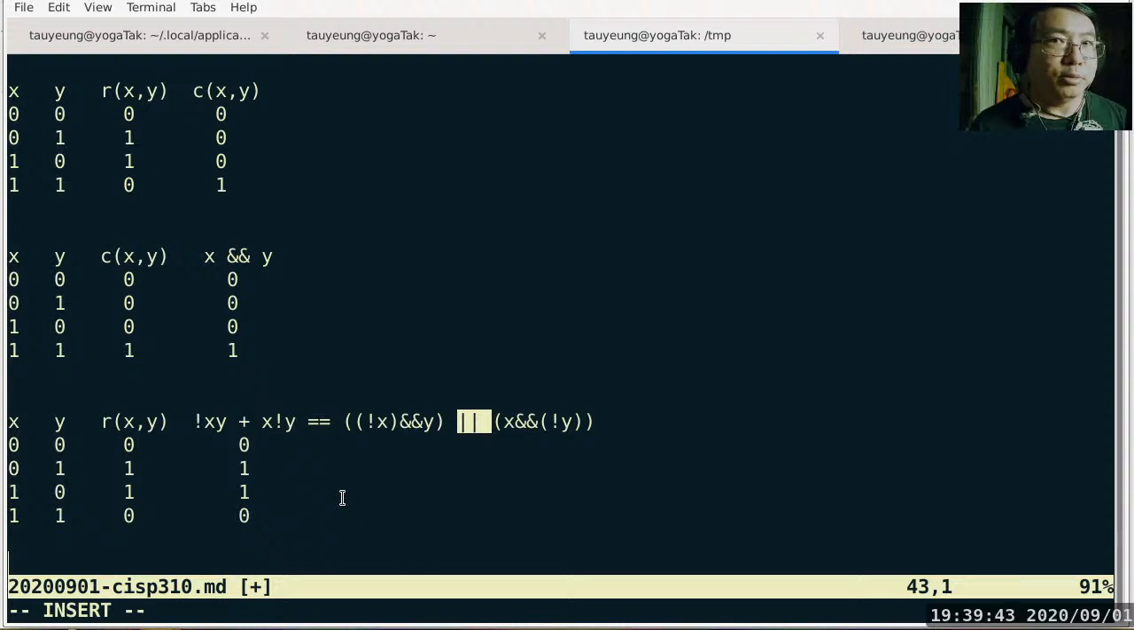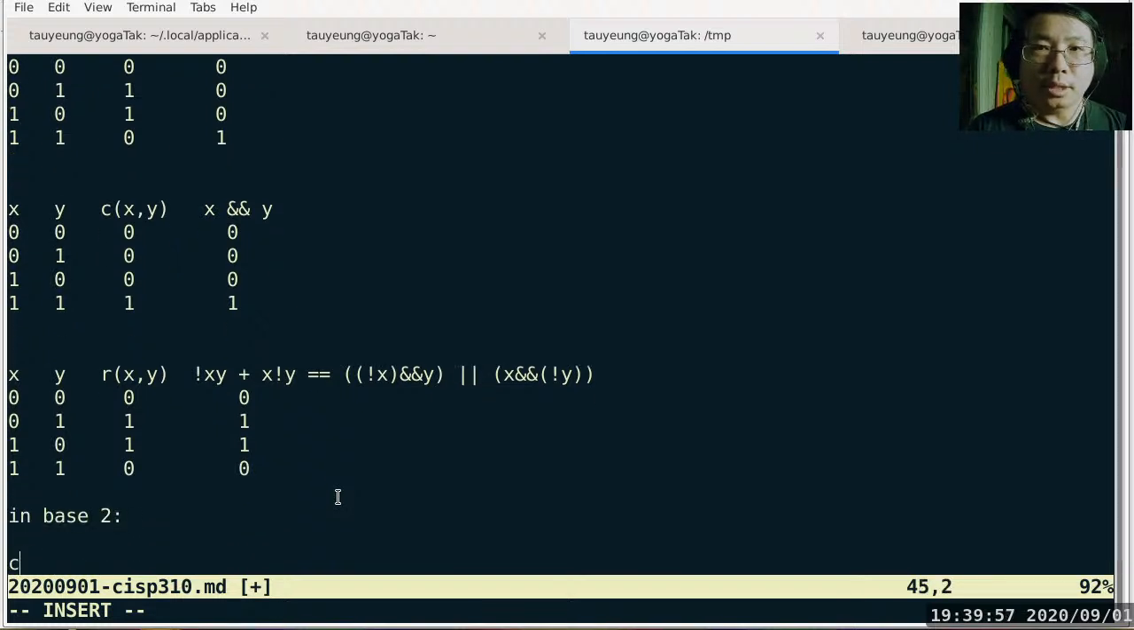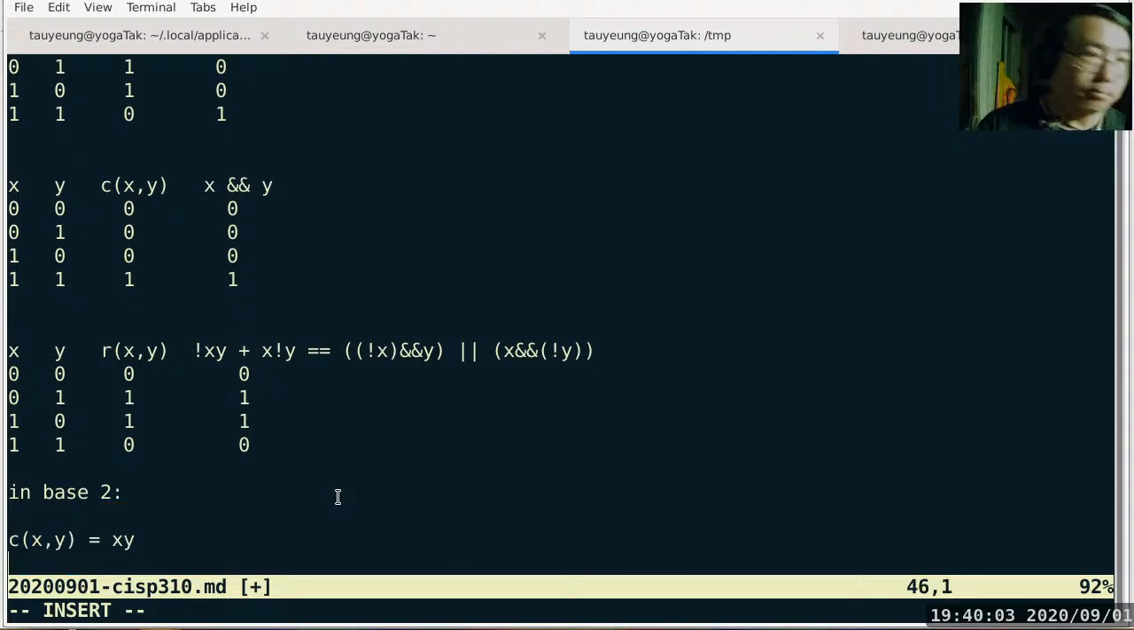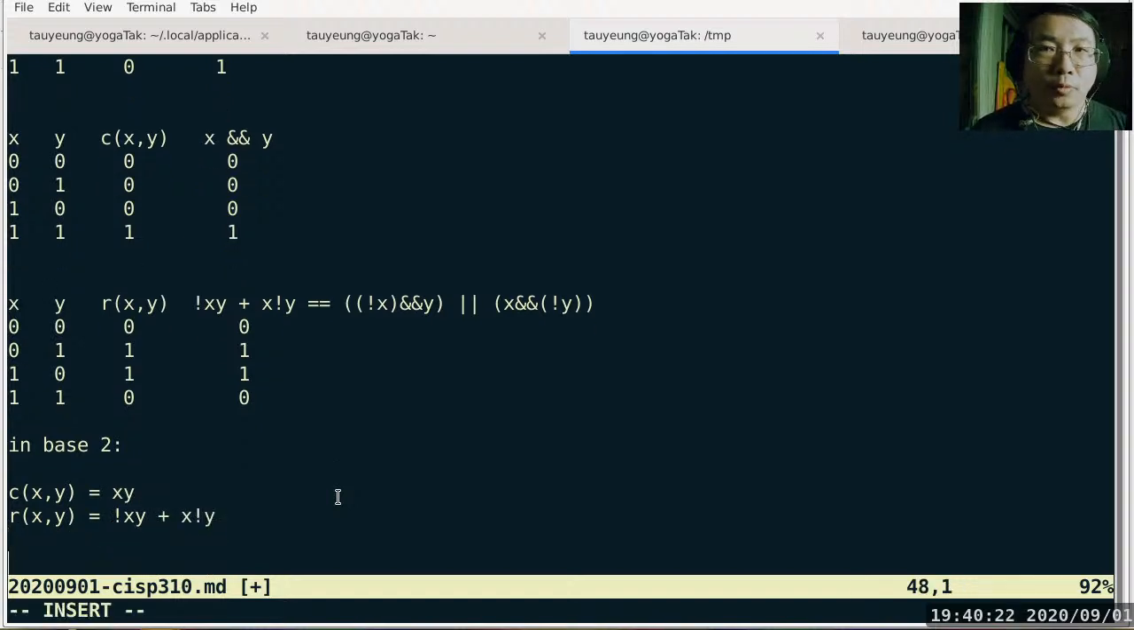So what is the implication of all of this stuff here? Let me summarize the current situation that we are in. Now we can say, in base 2, we know that the C of X, Y is really just X and Y. We can make an adder, not quite a calculator yet. But an adder is not a calculator. R of X, Y is not X Y or X not Y.